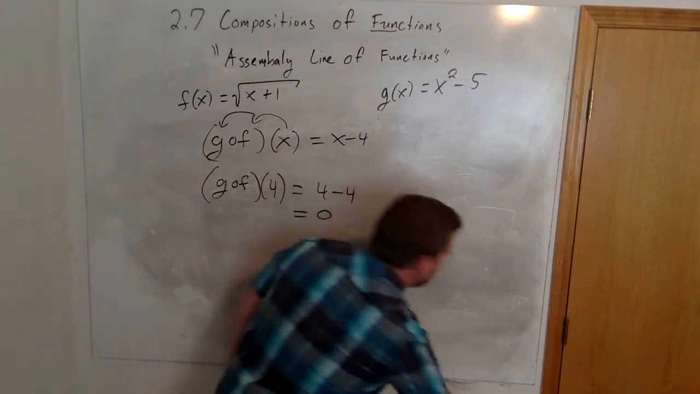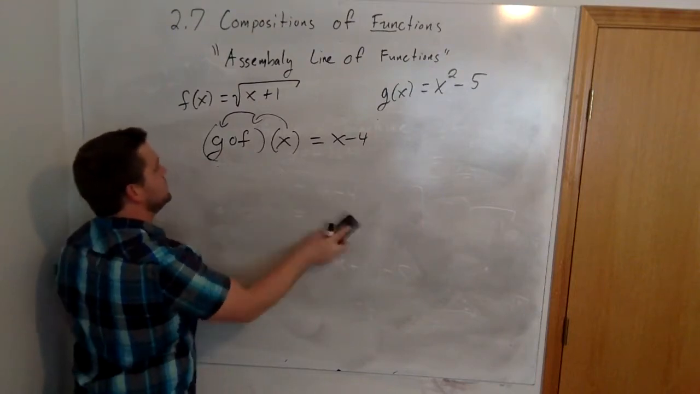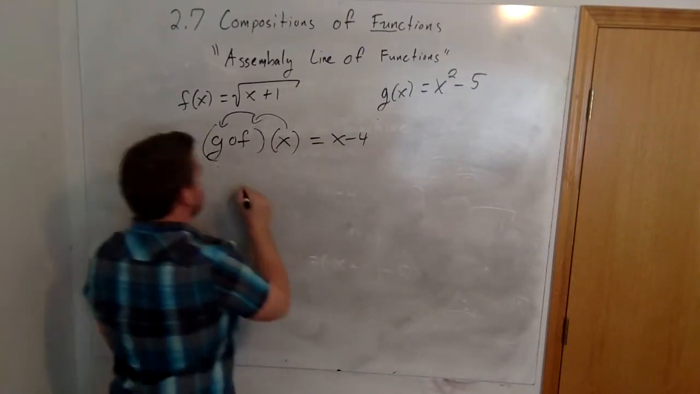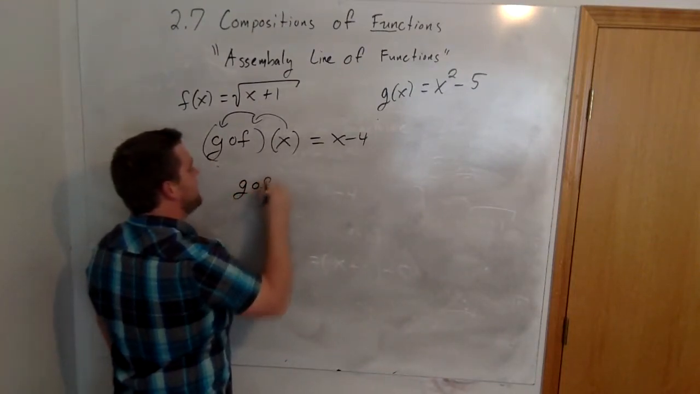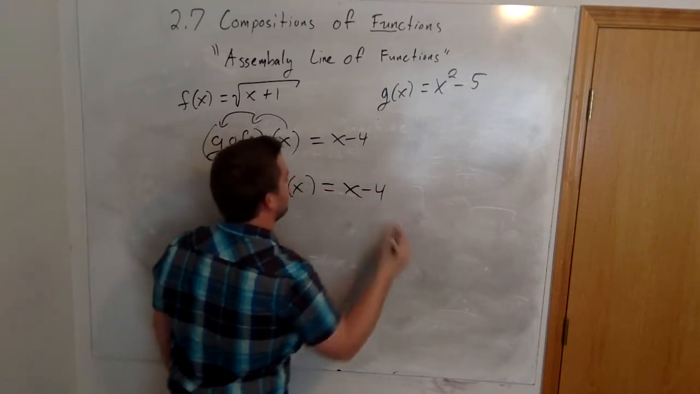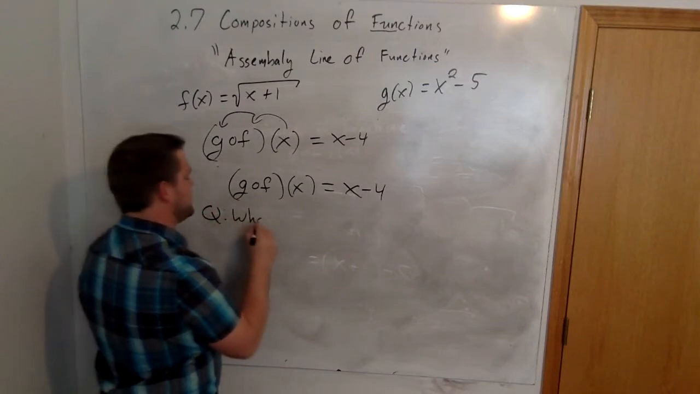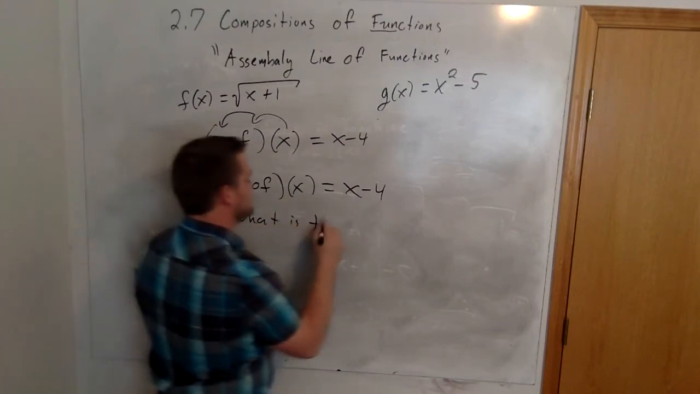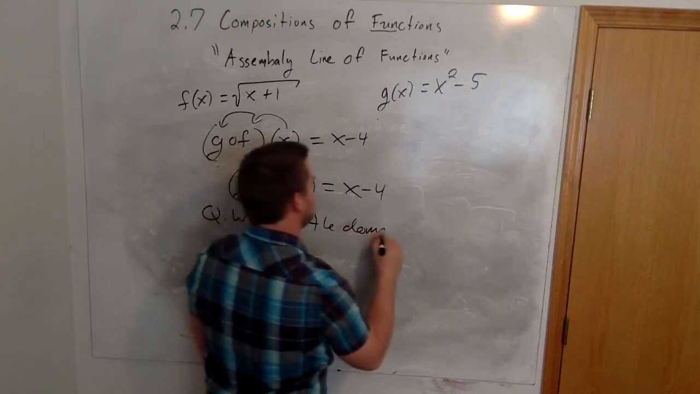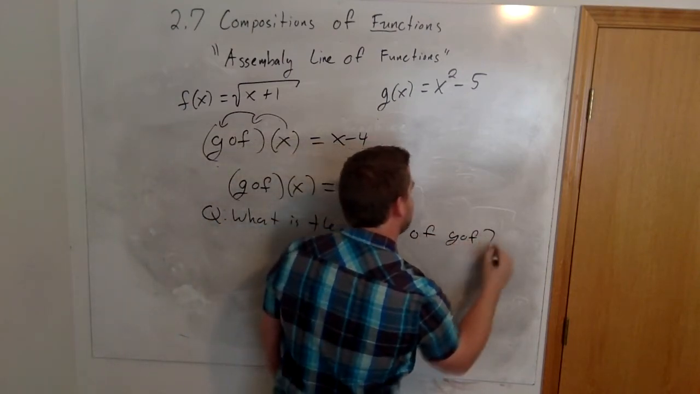Okay, we need to be a little bit careful though. So what we just discovered is that g of f of x was equal to x minus 4. A question we might have, and a good question, is what is the domain of g of f?